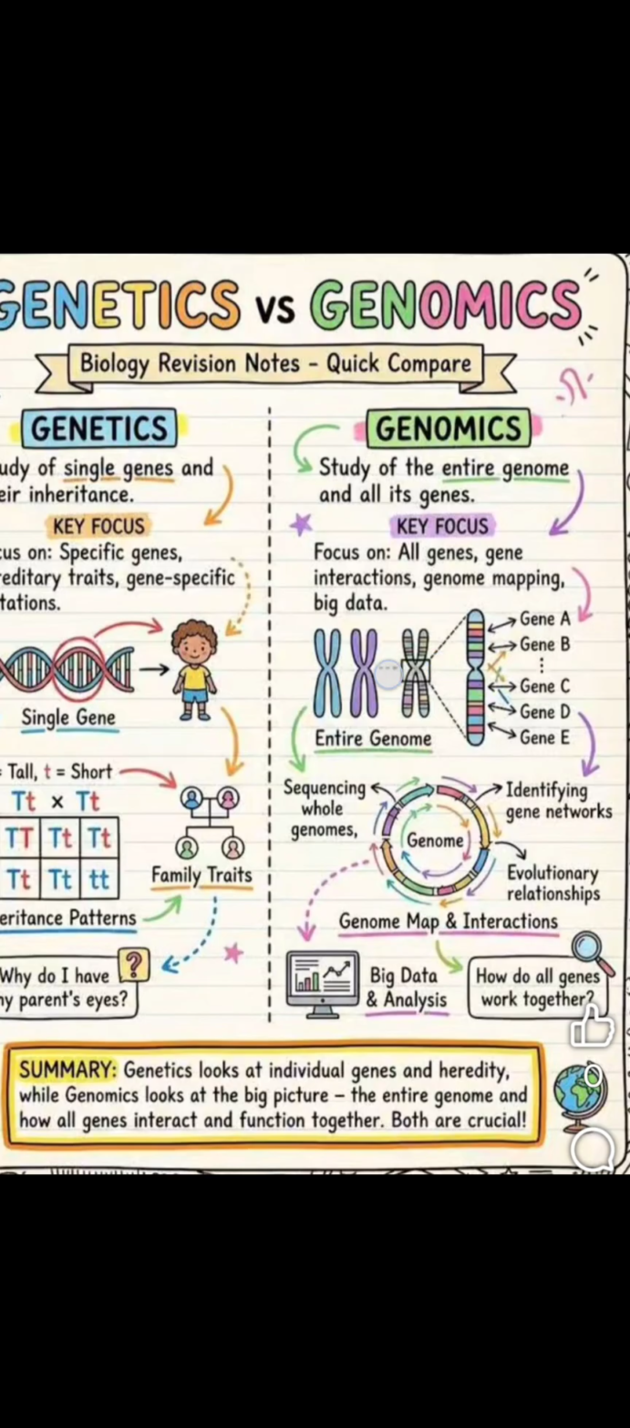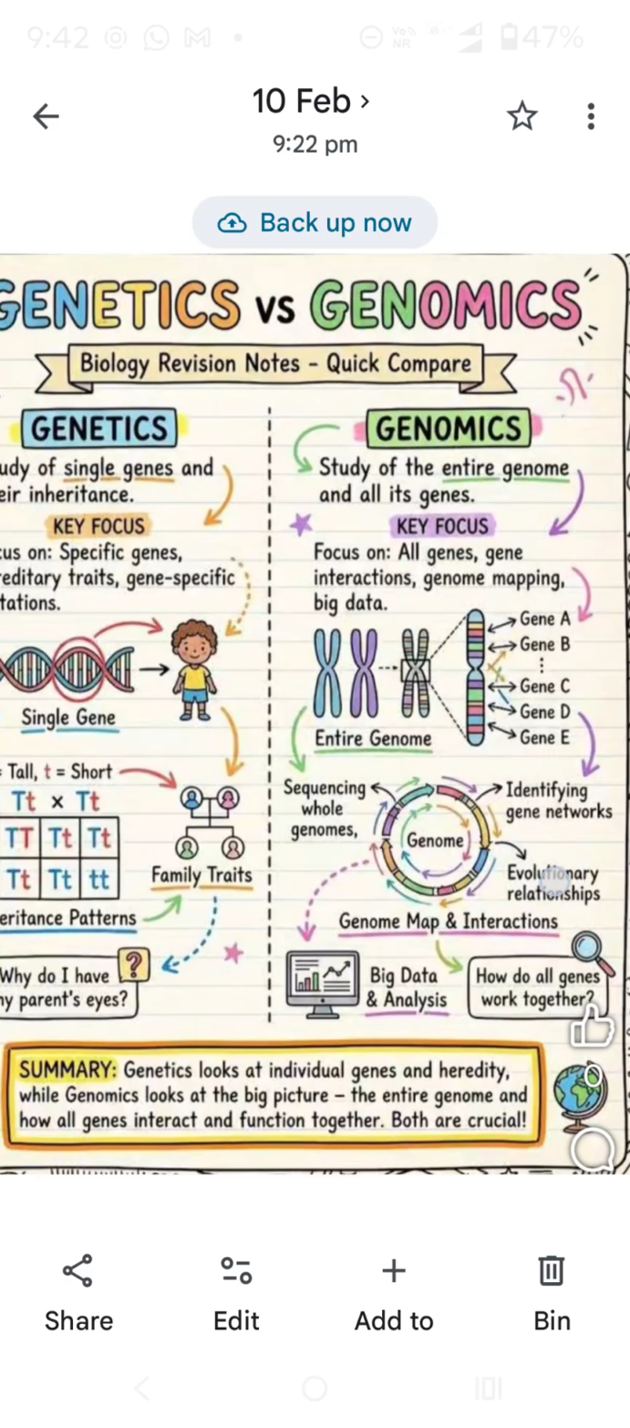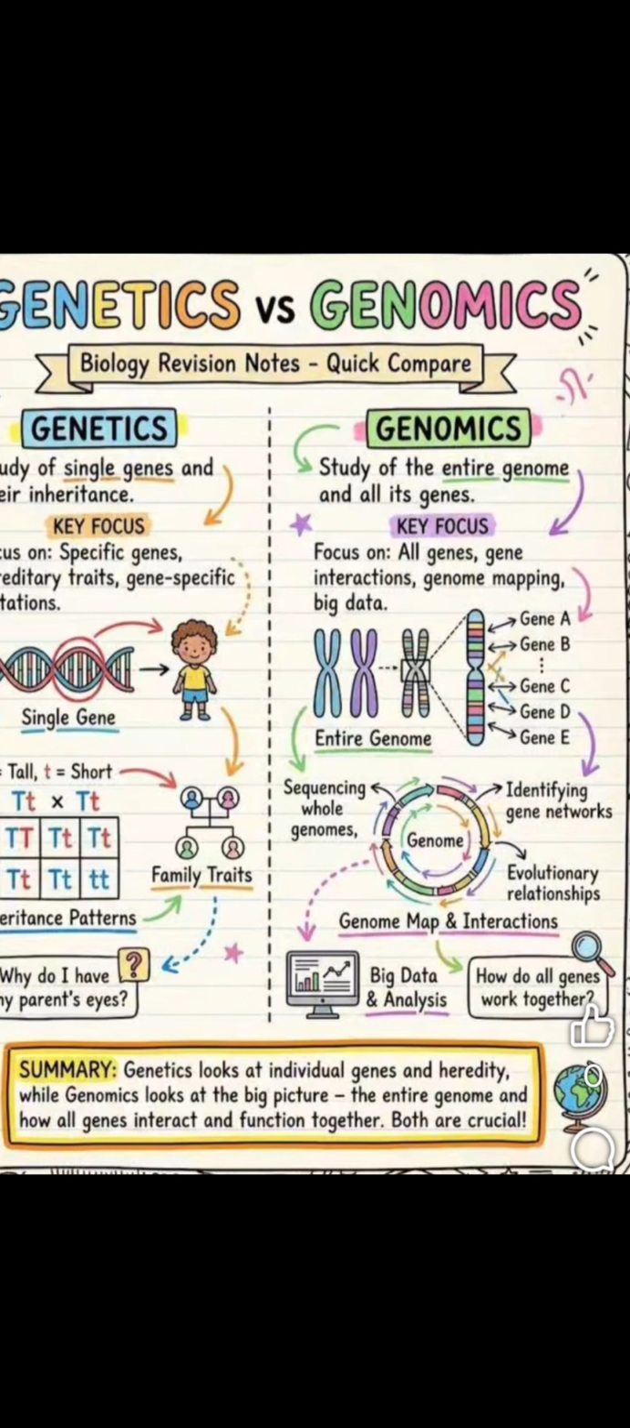In genomics you can see that we are studying the entire genome, meaning all genes, their interaction with other genes, genome mapping and big data. Like this is the entire chromosome, and you can see the genes A, B, C, D and E. So this is the entire genome. We can sequence, we can identify gene networks, and we can see the evolutionary relationship while studying genomics.